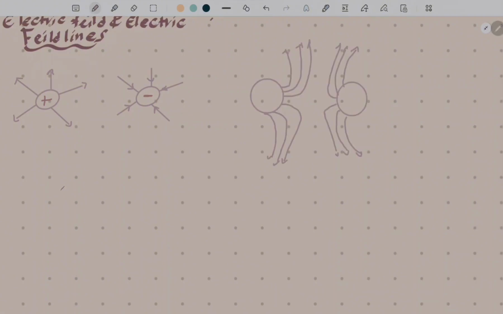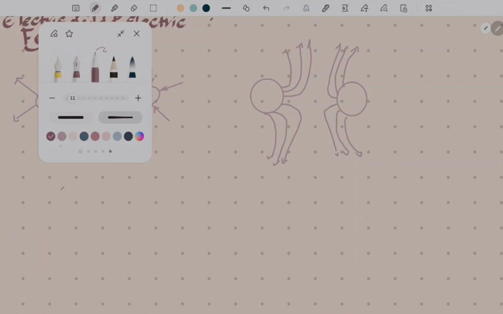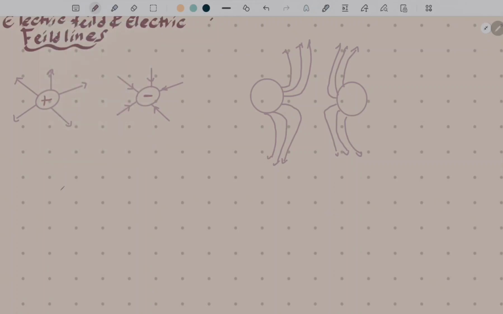So now let's look at how different charges are drawn. Let's start with the positive charge. This would be a positive charge because the electric field lines are facing outwards. And this would be a negative charge because the electric field lines are positioned inwards. Why don't you take a look at this and guess what kind of charged particles these are? If you said positive, then you're correct.